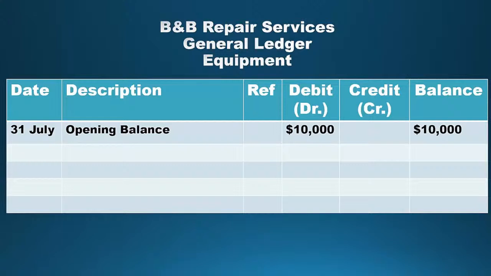4. Equipment. The equipment account represents the tools or machinery the business owns. On July 31st, the balance is $10,000. Equipment is an asset, so the opening balance is recorded on the debit side of the ledger.